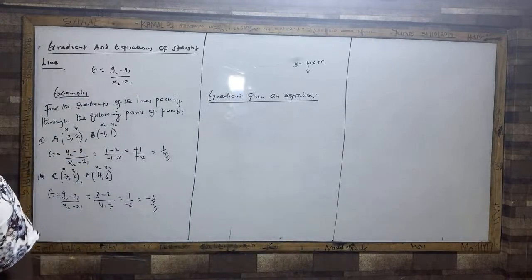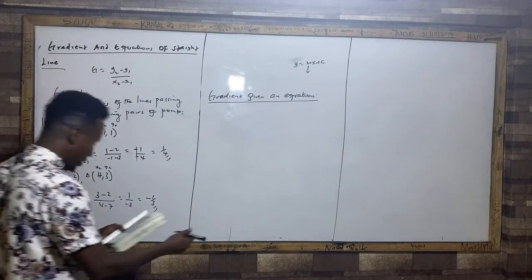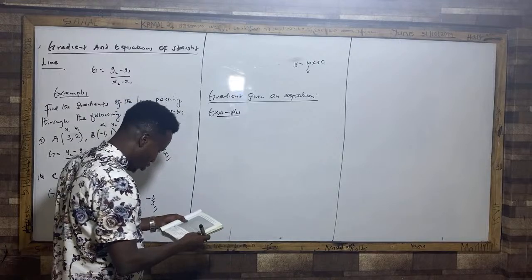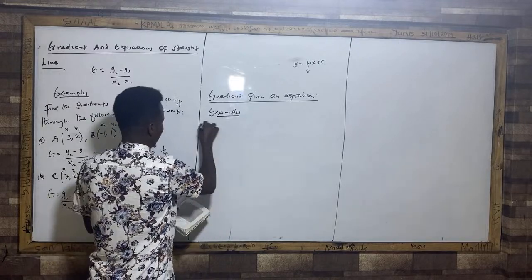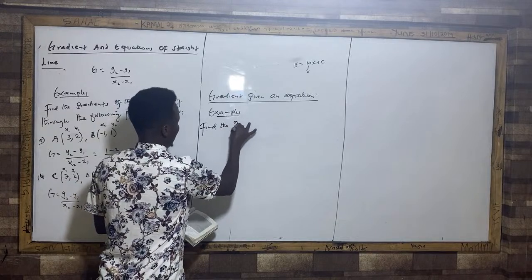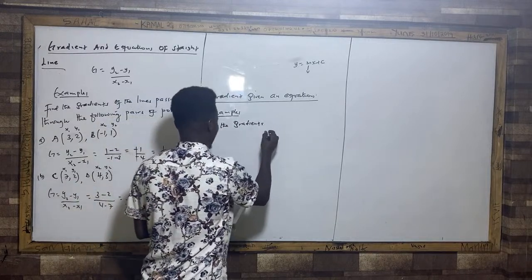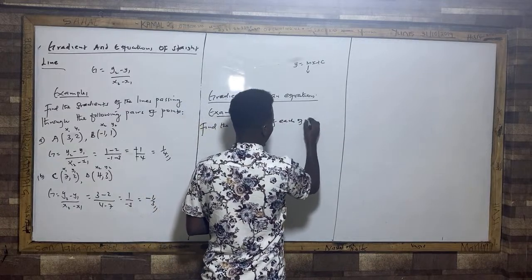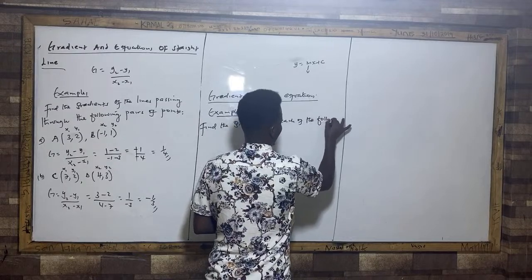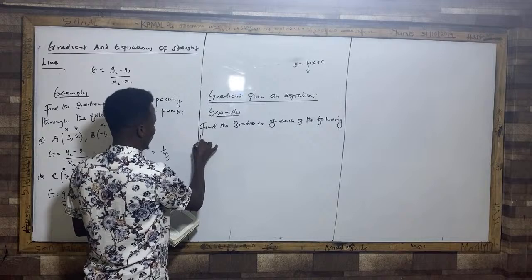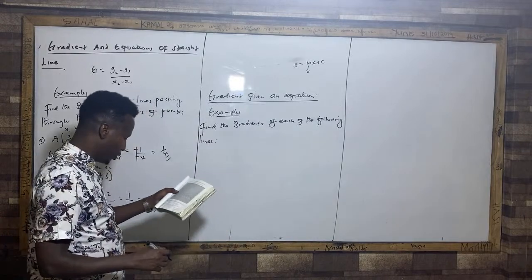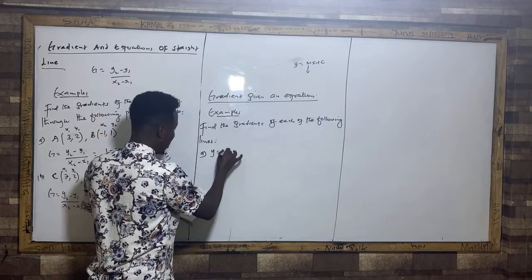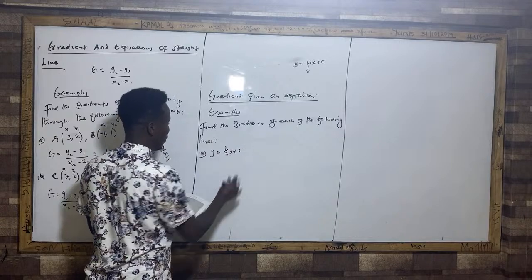Now let's see examples from such situations. Let's see the first example. You are told: find the gradients of each of the following lines. The first one we are having is y is equal to a half x plus 3.